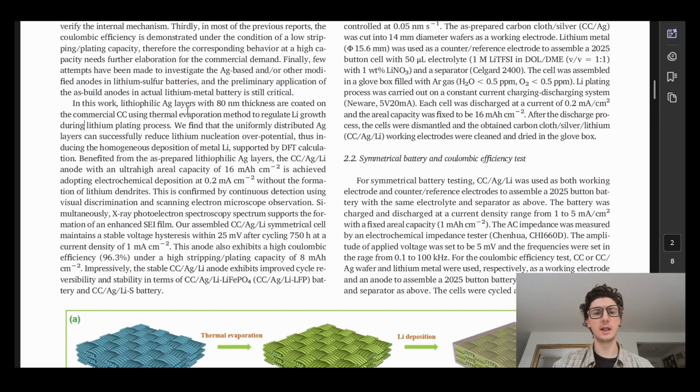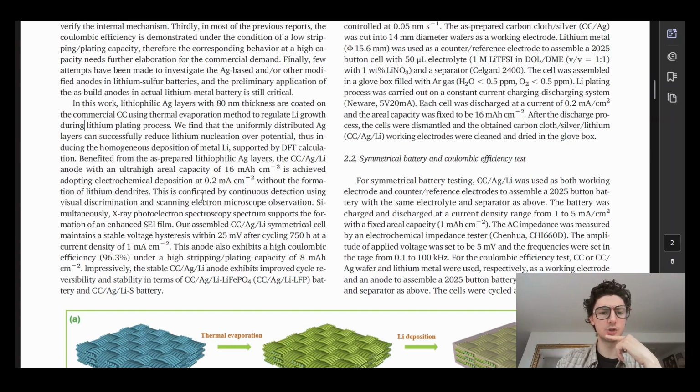Lithiophilic silver layers with 80 nanometer thickness are coated on a commercial carbon cloth using thermal evaporation method to regulate lithium growth during a lithium plating process. We saw that in the abstract. We find that the uniformly distributed silver layers can successfully reduce lithium nucleation overpotential, thus inducing the homogeneous deposition of metal lithium, supported by DFT calculations. Benefited from the as-prepared lithophilic silver layers, the CCAG lithium anode with an ultra-high areal capacity.